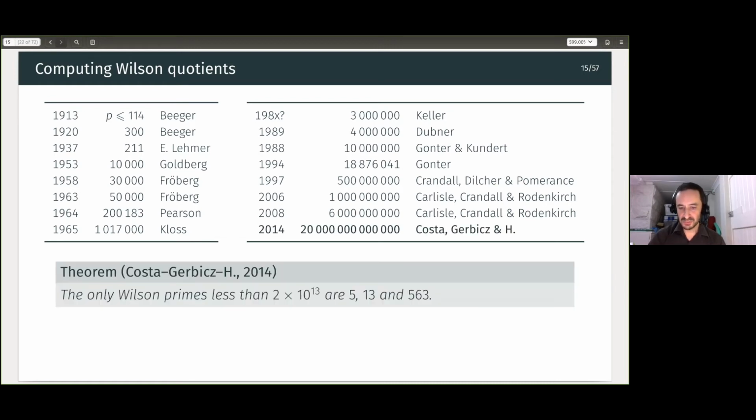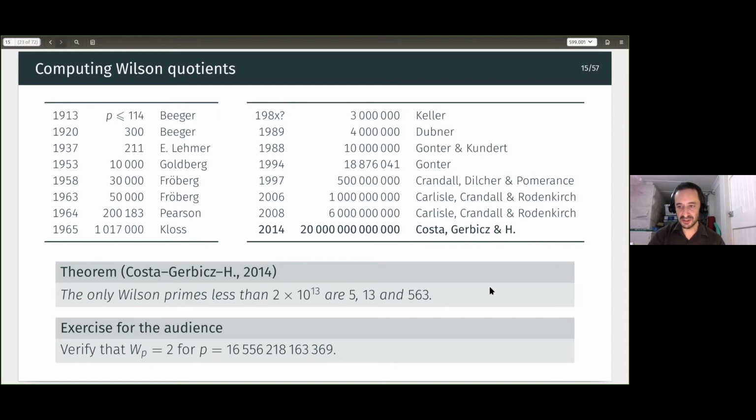So I got involved in this problem in 2014 or thereabouts. And we went a lot further. This was done with my colleague Edgar Costa, who's at MIT, and Robert Gerbicz, who at the time was a master's student, in fact. And I think his contribution was definitely the most important to this work. I'll talk a bit more about that in a few moments. What we did is we went up to 20 trillion, and we didn't find any other Wilson primes, which is actually not that surprising. I'll say more about this in a moment.